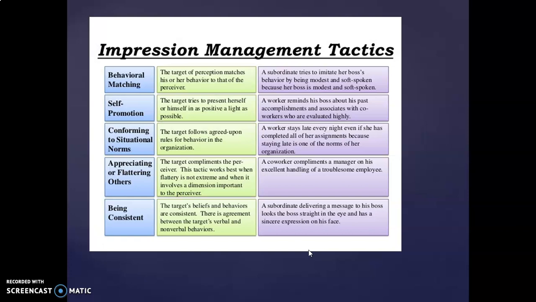Then the third technique is conforming to situational norms. Suppose a worker stays late every night, even if she has completed all of her assignments, because staying late is one of the norms of her organization. So by this behavior, the management gets impressed that wow, this person is always conforming with the norms, situational norms.